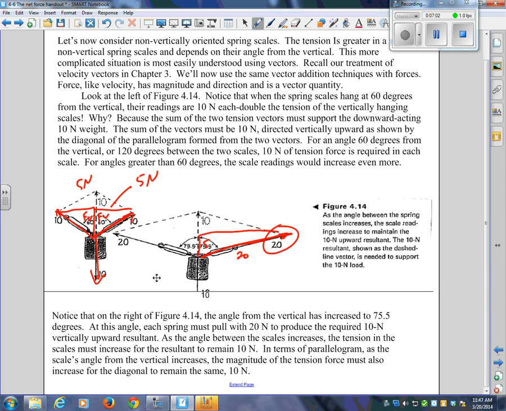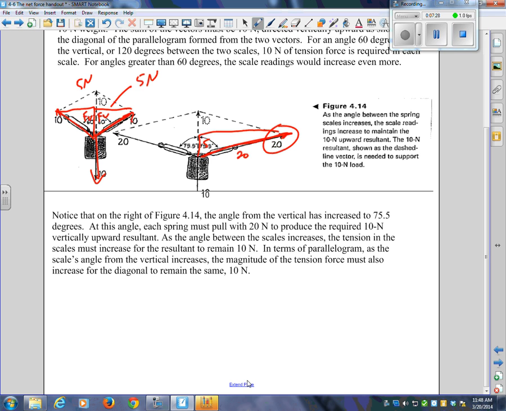Notice that on the right of figure 4.14, the angle from the vertical is increased to 75.5 degrees. At this angle, each spring must pull with 20 newtons to produce the required 10 newton vertically upward result. As the angle between the scales increases, the tension in the scales must increase for the resultant to remain 10 newtons. In terms of the parallelogram, as the scales' angle from the vertical increases, the magnitude of the tension force must also increase for the diagonal to remain the same at 10 newtons.